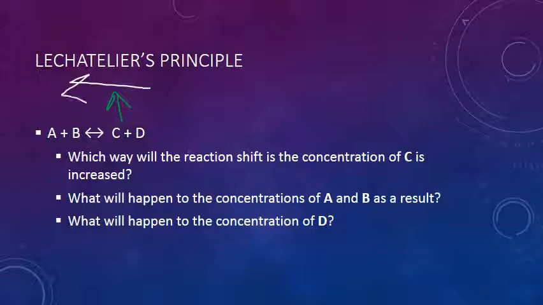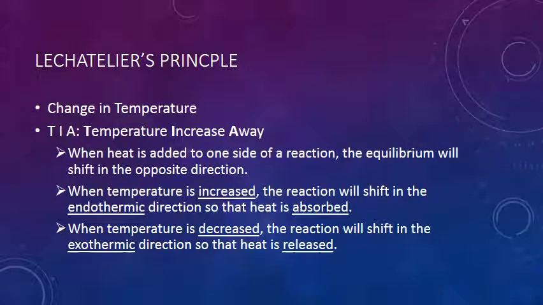And what's going to happen to the concentrations of A and B, Aleko? Well, since the equilibrium is shifting to the left, then that means the concentrations of A and B will increase. And the concentration of D, Nabiha? That's going to decrease. And why is that? Because the reaction is shifting to the opposite direction of D. So more of D will be consumed.